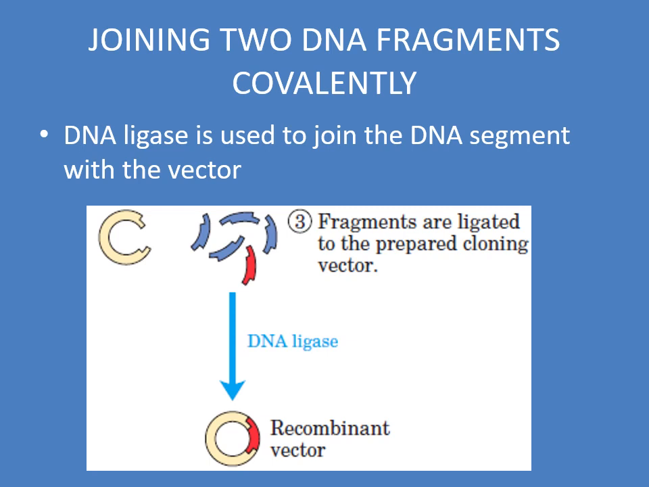Next step is joining two DNA fragments covalently. That is joining of the passenger DNA and the vector or vehicle DNA. So the enzyme DNA ligase is used to join the DNA segment with the vector. So here we can see this is the vector DNA and these are the fragments of the passenger DNA, and these fragments are ligated with the help of DNA ligase to form the recombinant vector.